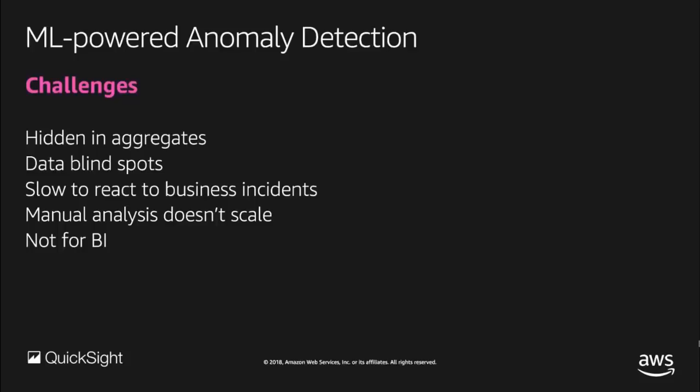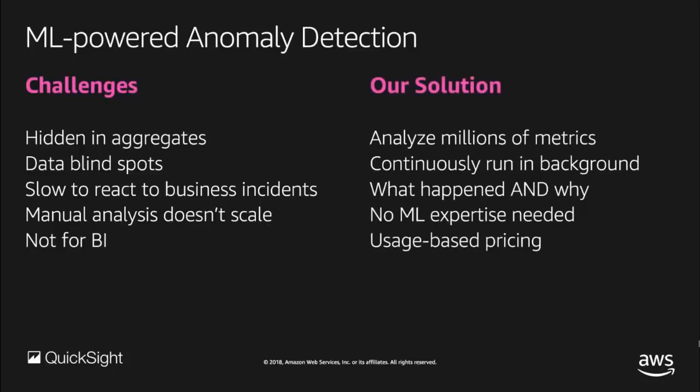And because of the volume of data, most customers typically just look at a subset of the data, which creates data blind spots. As a result, companies are usually slow to react to some of these business incidents and may only learn about it days or weeks after. So with ML-powered anomaly detection, our goal is to help customers uncover these hidden insights in their business metrics that are not scalable with manual analysis.